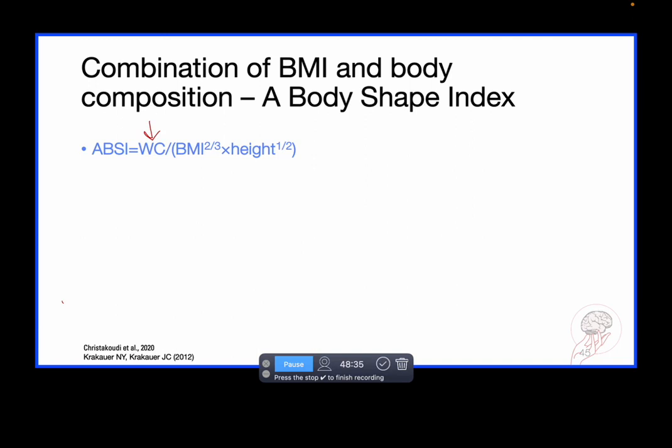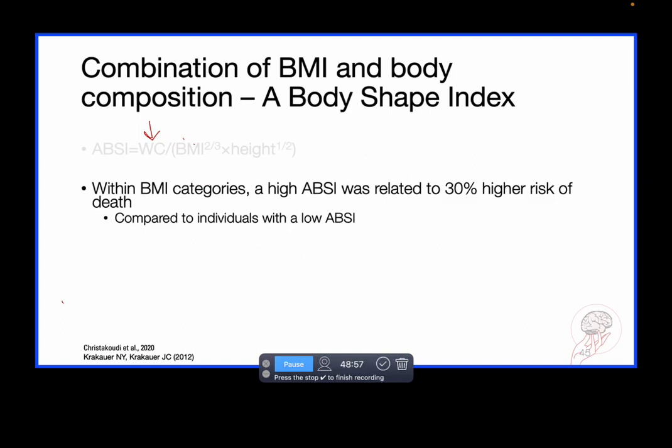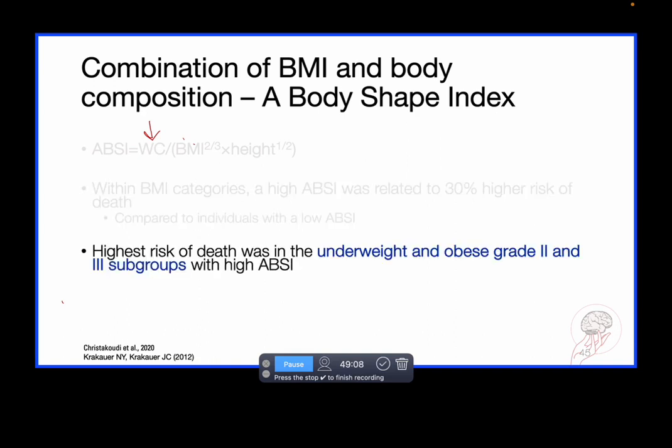So here we have a body shape index, or the ABSI. And the ABSI takes waist circumference, divides it by a multiplication of BMI and height. And so what this does is it takes into account waist circumference, which we know is a predictor of mortality and cardiovascular disease. So within each BMI category, a high ABSI was related to 30% higher risk of death compared to individuals with a low ABSI in the same category.